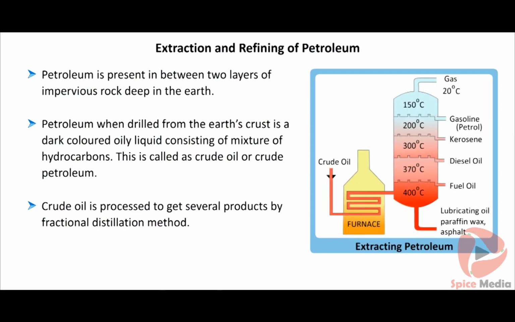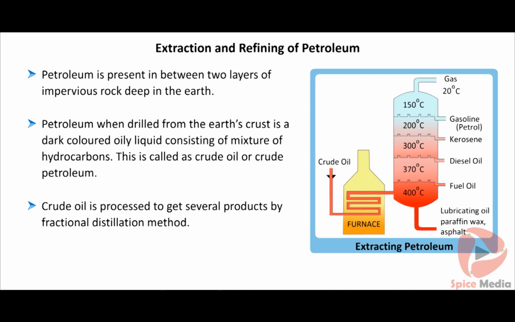Now let us see the fractional distillation method of petroleum. During this method, crude petroleum is poured into a furnace and is heated to 400 degrees Celsius. The vapors are sent into a long tower with very high temperature maintained at the bottom of the tower, and the temperature gradually decreases to 20 degrees Celsius at the top of the tower.